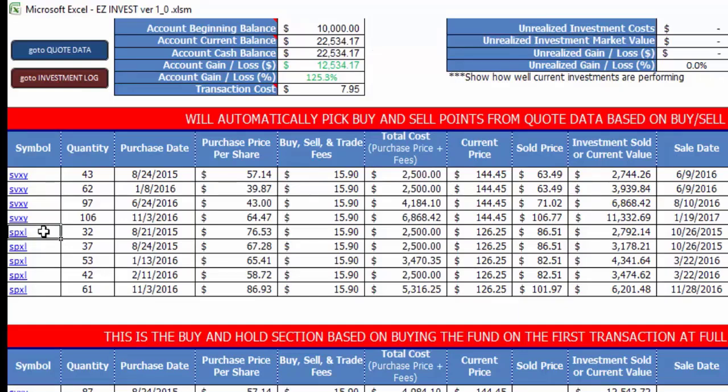Same thing with SPXL. There's your first buy point, and your second buy point on the dip. They sold on the same date. It went back in and used half that money to do another buy point, and then it went and bought again. It sold them both on the same date, and went back in there and bought it again and sold it again.